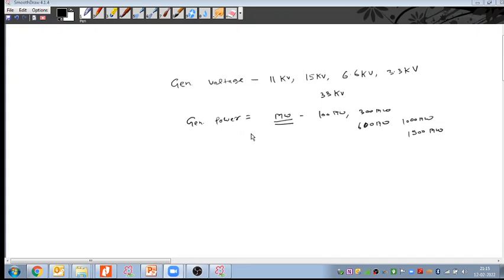132 kilovolts we never generate. Any idea how much we generate with the help of solar? This is not matching with solar, so I'll come to that.